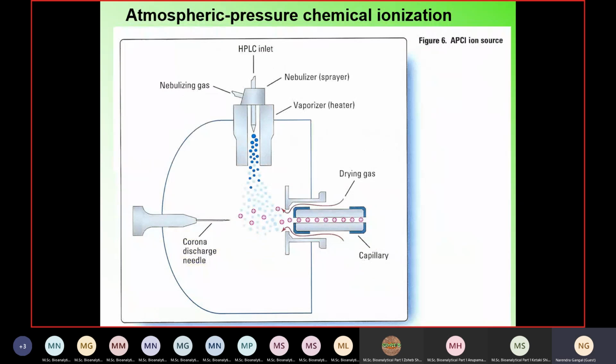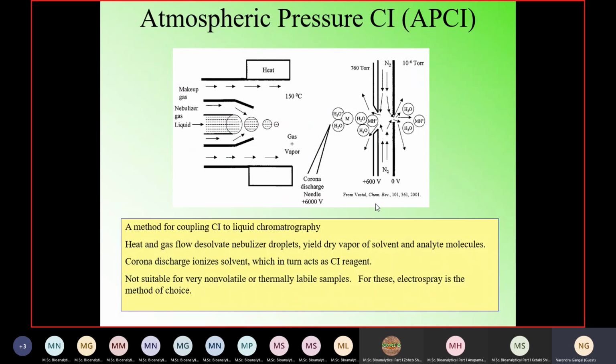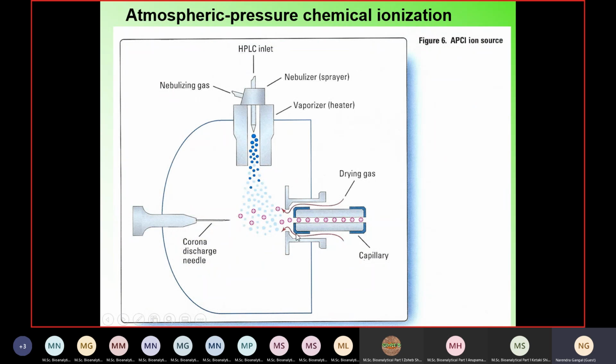You can see in this figure also it is the same thing. There is a continuous drying gas. Here it is shown vertical, and here it is shown like this. So these are typically the drying gas. This drying gas will take out some of the solvent molecules along with it, and only the positively charged species enter into this portion. And this portion is the mass analyzer portion. Okay. Yes.